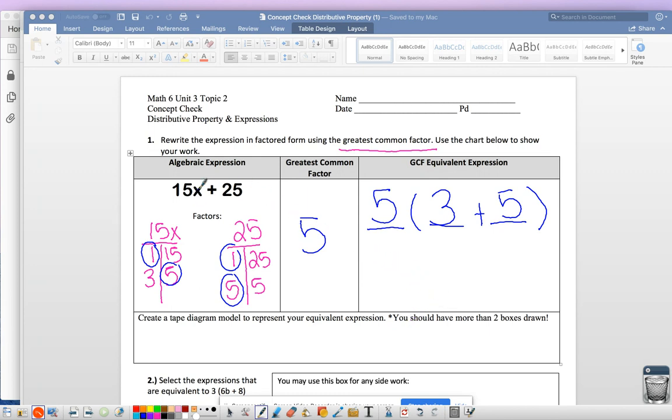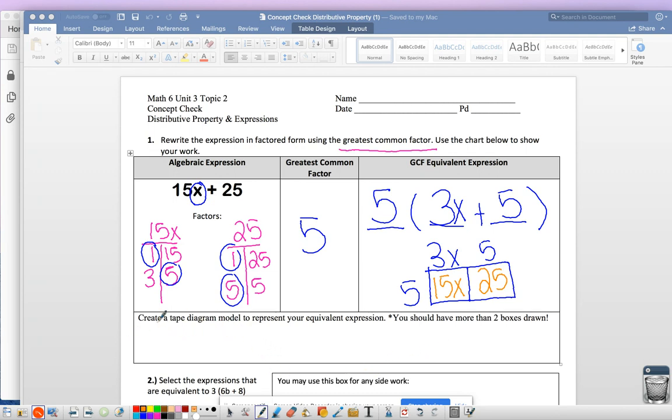Now, remember, we have this x, okay? So where does the x go? Does the x go with 5 or does the x go with 3? Well, the x goes with the 3 because remember, it's 15x and 5 times 3 is 15. So we have 15x, okay? And as a side note, remember that we use this box to help us check our work. So we put the 5 up there and 3x and 5. So if we multiply it, there's 5 groups of 3x, which make 15x, and 5 groups of 5, which make 25.